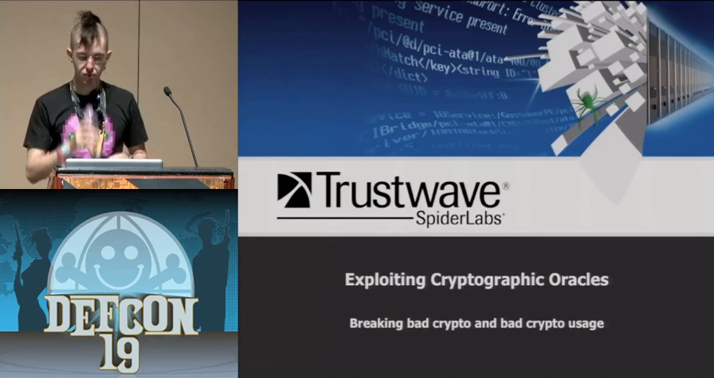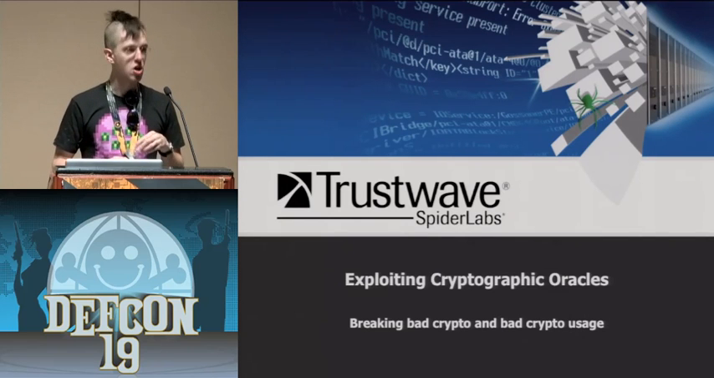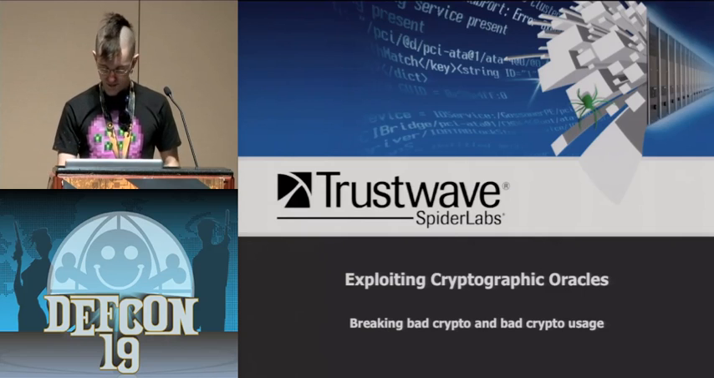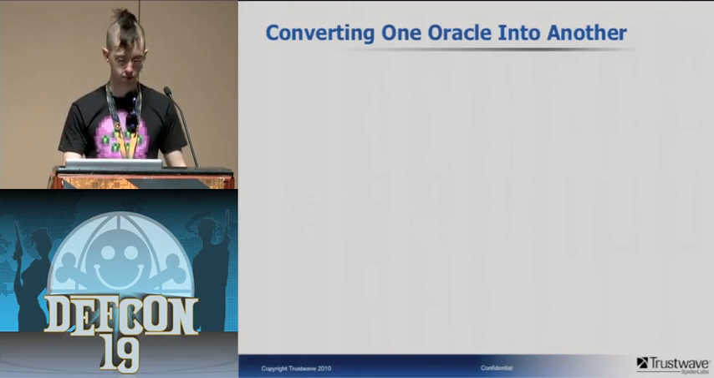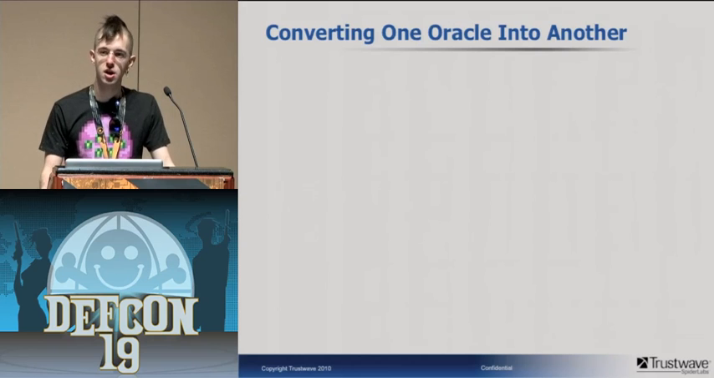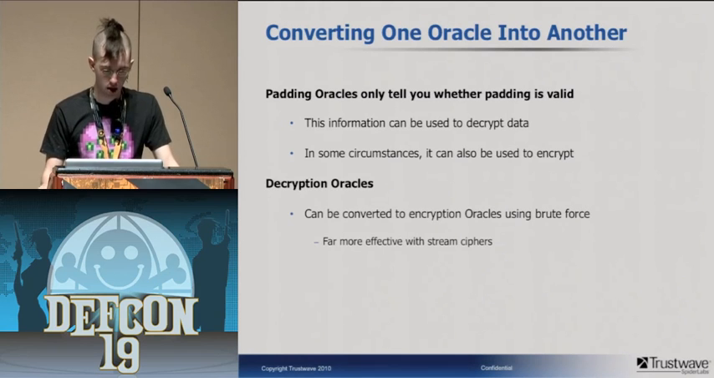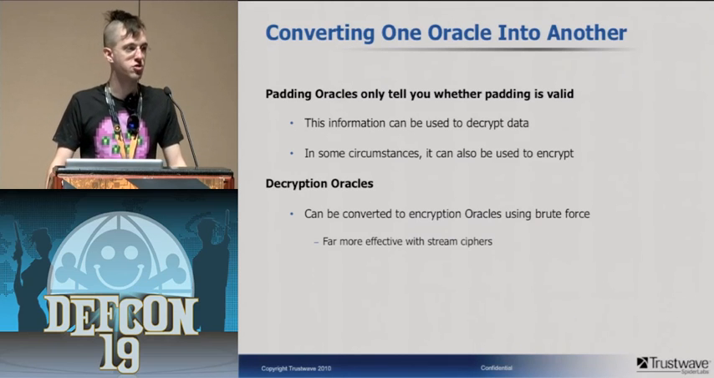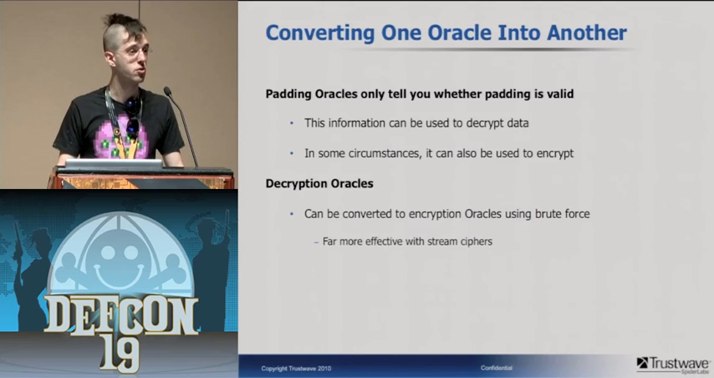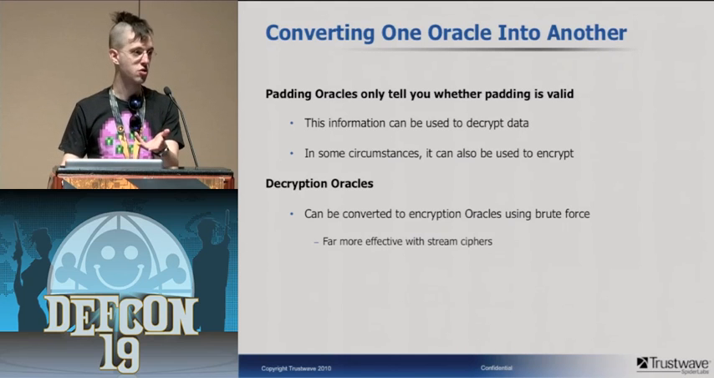So let's talk a little bit more about exploiting these crypto oracles. To convert one oracle into another, most of this involves brute forcing. So we talked about padding oracles and using them to decrypt and encrypt data. Decryption oracles can be converted to encryption oracles. And the idea is that you just brute force guess a whole bunch of ciphertext until it decrypts to what you want it to. That way you have the plain text you want, and your input is really what you're looking for.